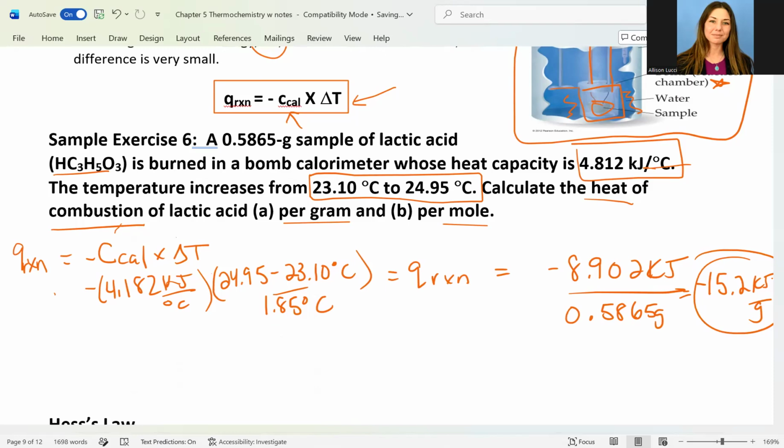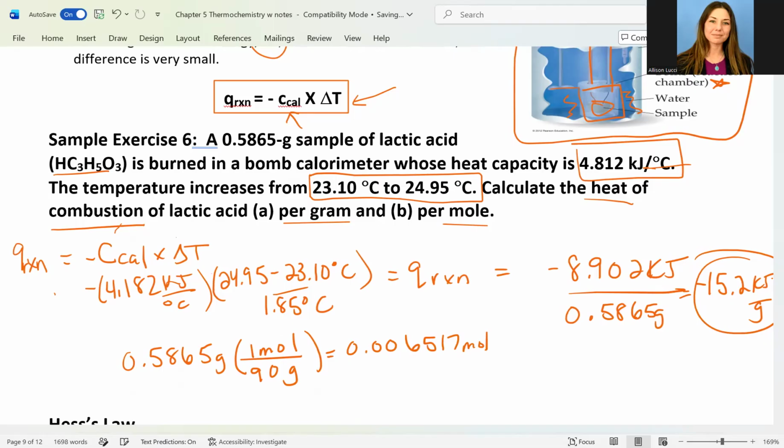And if I wanted to convert this to moles, first I would have to take my mass, 0.5865 grams, and divide by the molar mass of lactic acid. So I would use my periodic table, do 3 times carbon plus 6 times hydrogen plus 3 oxygen. So I get about 90 grams per 1 mole.